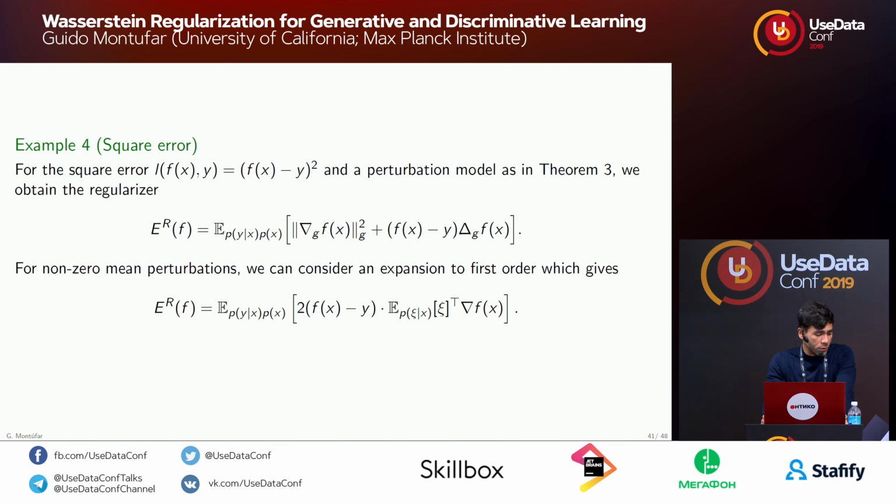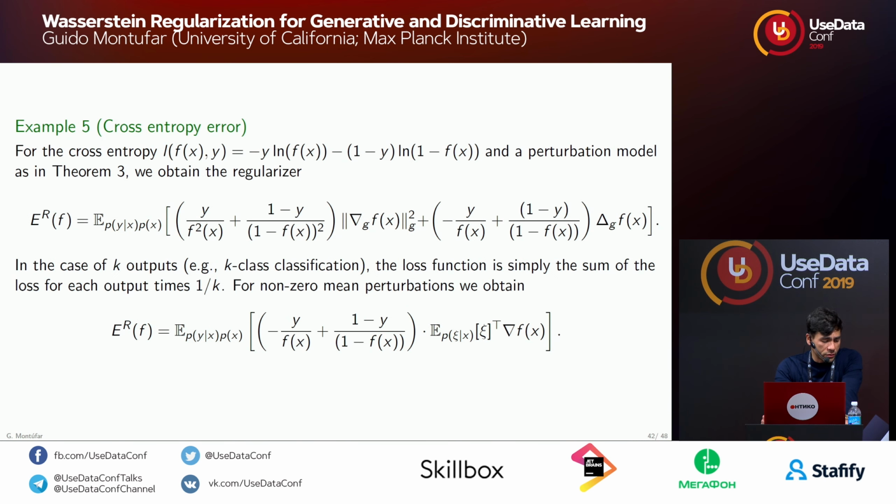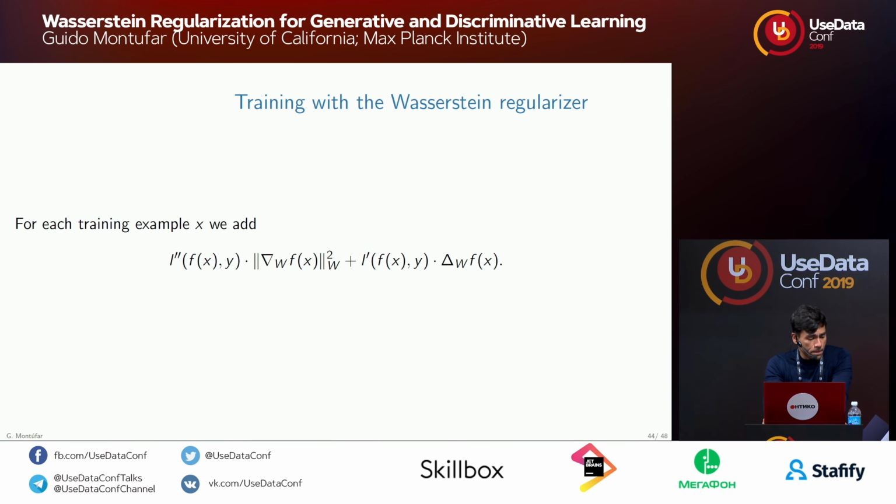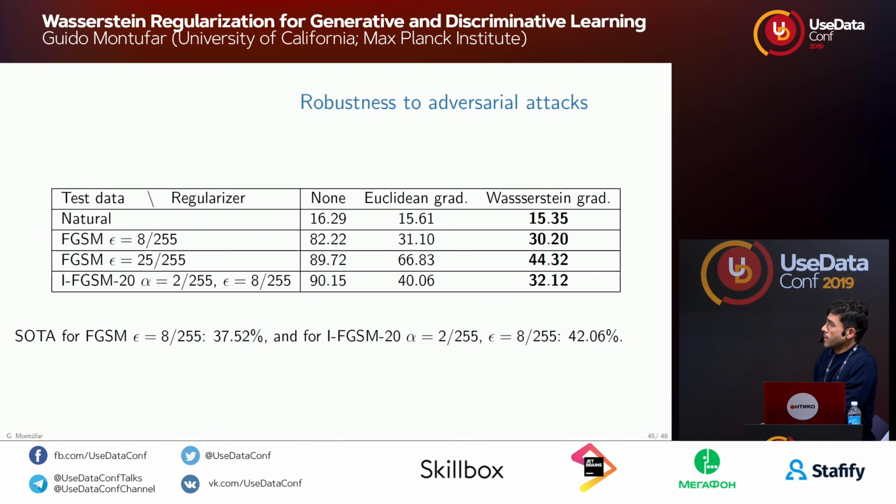And we can compute a bunch of examples depending on the loss function, so quadratic error or cross-entropy error that is typically used for classification. We recover actually the classical discussion in the case of Euclidean metrics. And for training, we simply add to each training example this term to the loss function, and then we just run the standard training. And this is what we obtain.